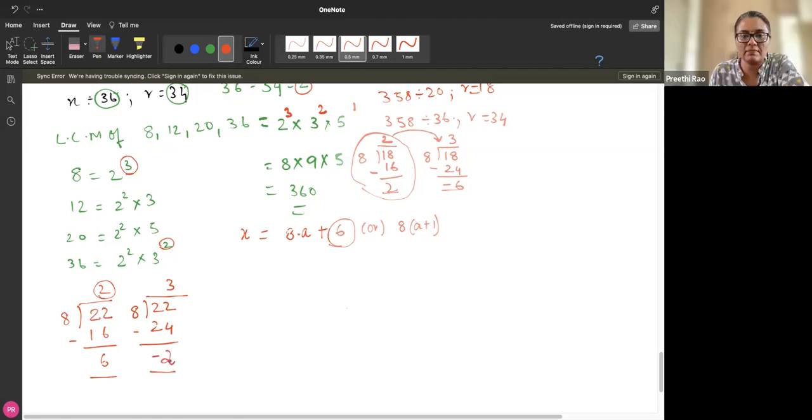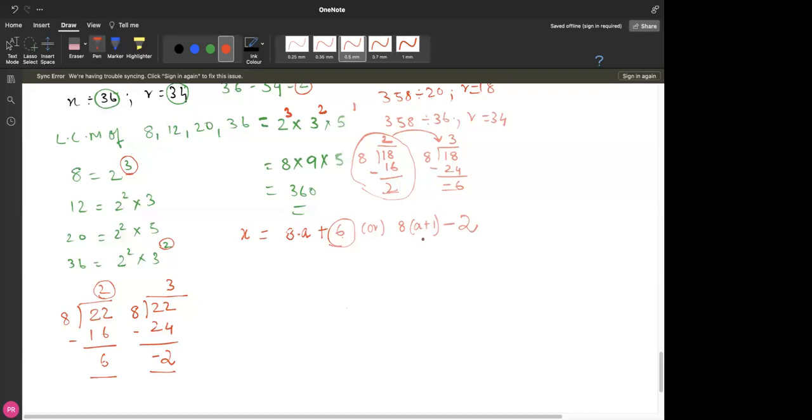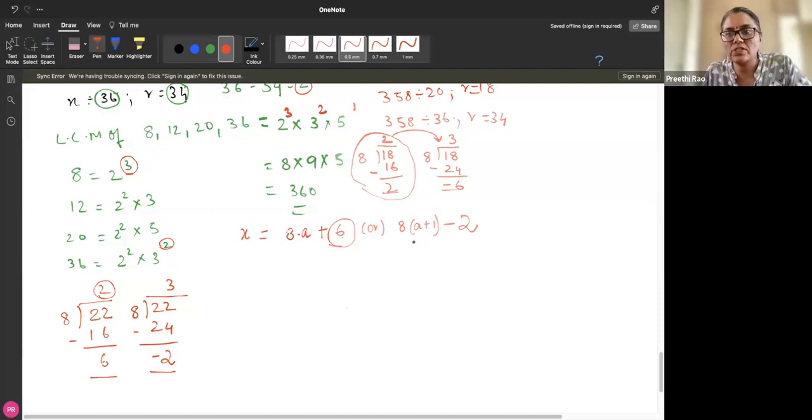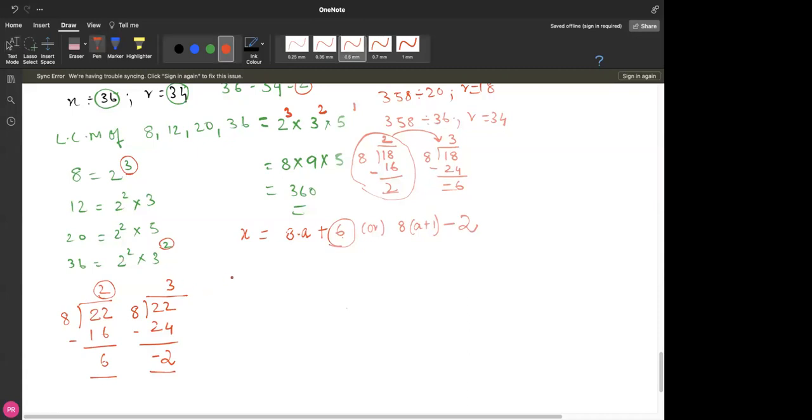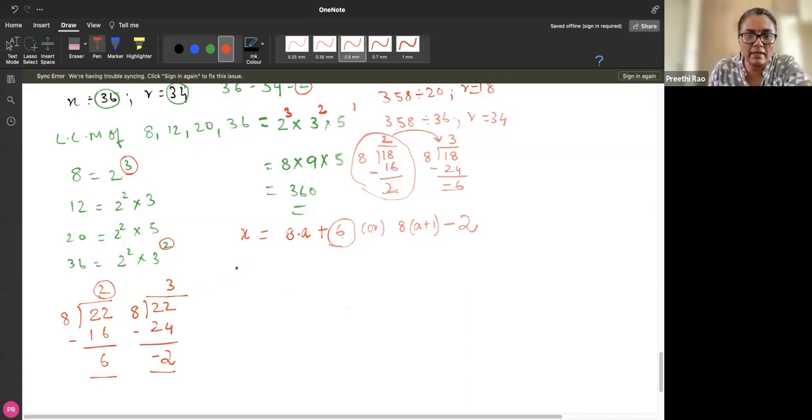-2, isn't it? So if I choose A, the remainder is +6. If I choose A plus 1, the remainder is -2. Everybody's okay with this? Yes, ma'am. Yes, Saket. Anybody else? Any questions? No, ma'am. Okay. So can I also write x as 12 into some b?